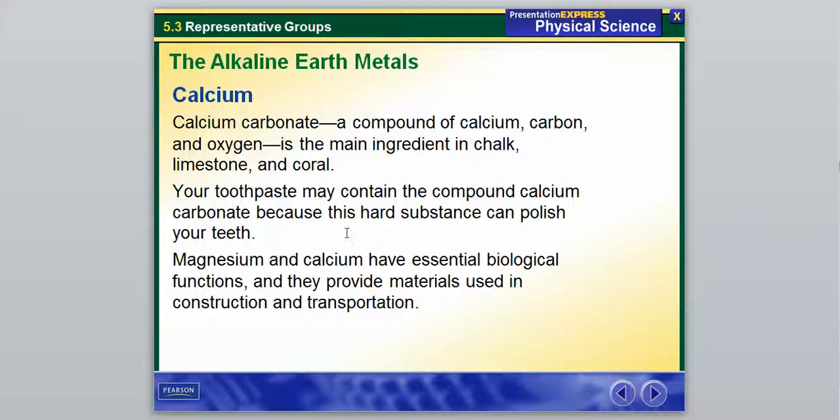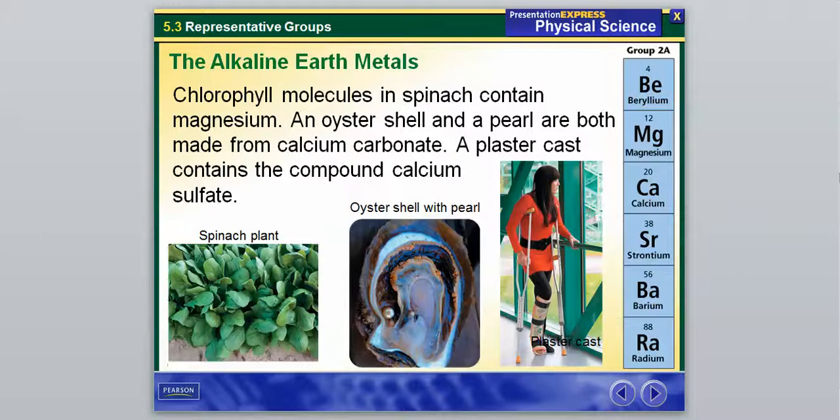And magnesium and calcium have essential biological functions, and they provide materials that are used in construction and transportation. So these are 2 extremely important elements, not just in terms of the periodic table, but in terms of life in general, biology, and also in the manufacturing world as well. Again, that's one of the reasons why we need to learn about this stuff, because it is important and actually does apply to our everyday life. And so then this is just a recap of the alkaline earth metals. So chlorophyll molecules in spinach contain magnesium. An oyster shell and a pearl are both made from calcium carbonate.